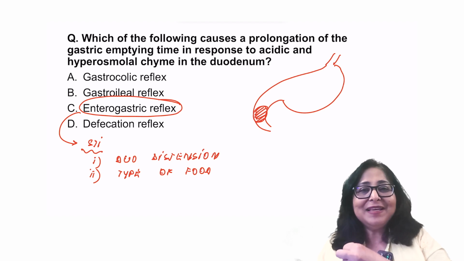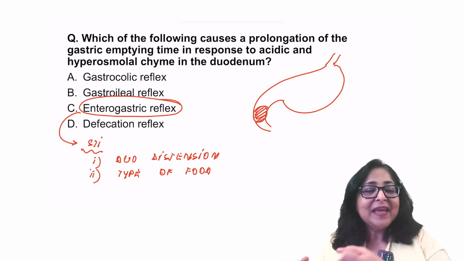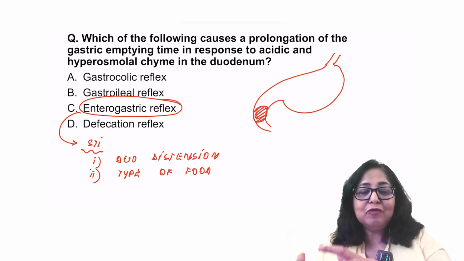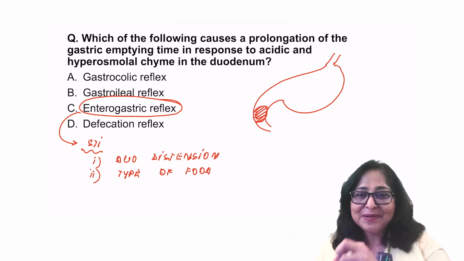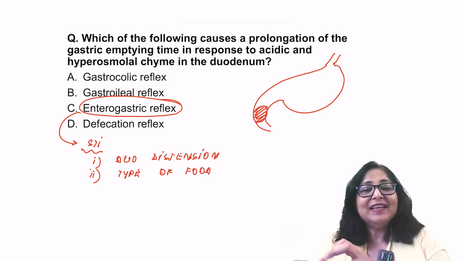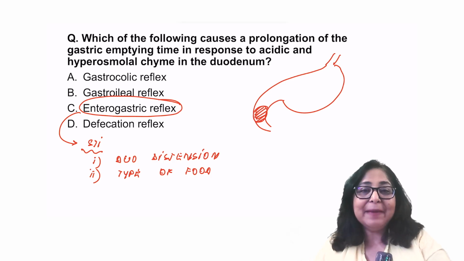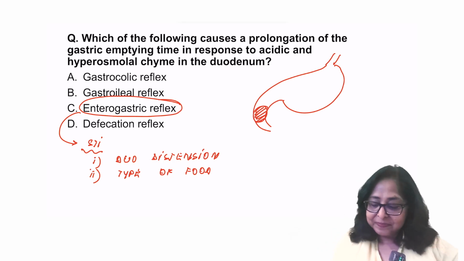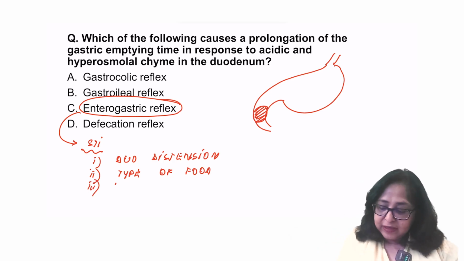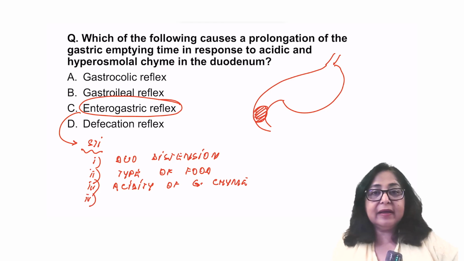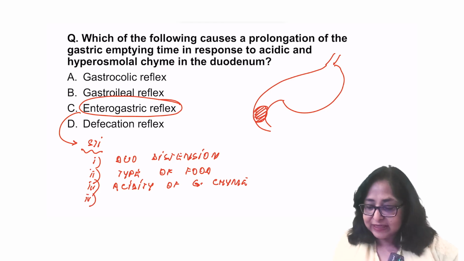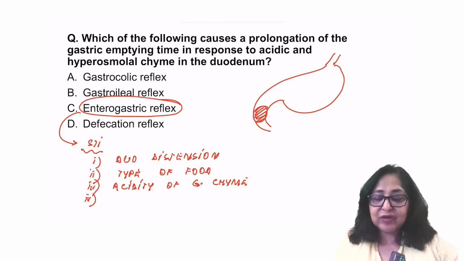The day you have some desi ghee parathas or a food which is rich in fats, maybe bhatura or something, or puris, you have that sense of fullness. The gastric emptying time gets prolonged. Then it also depends upon the acidity of the gastric chyme. More acidic the gastric chyme, less will be the gastric motility, prolonged gastric emptying time.